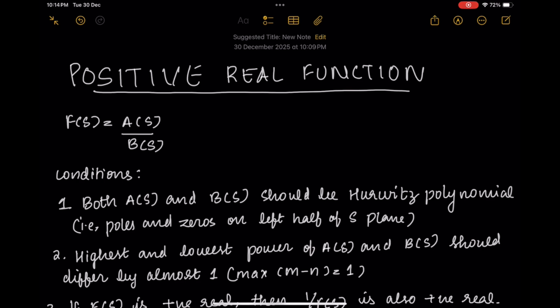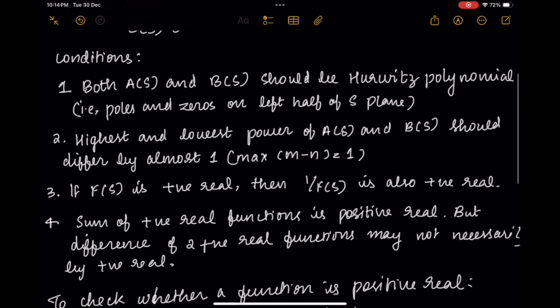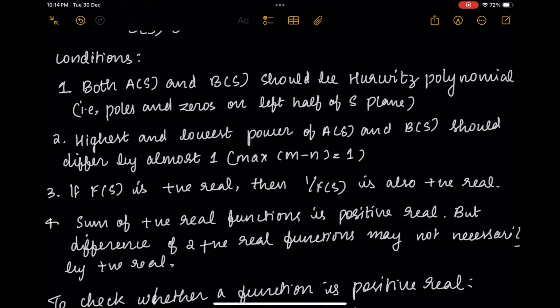So this function f of s is said to be positive real function only if it satisfies the following four conditions. The first condition is that the numerator and the denominator of that function, a of s and b of s, should be Hurwitz polynomial. This is why we studied Hurwitz in the beginning. So a of s and b of s should be Hurwitz.